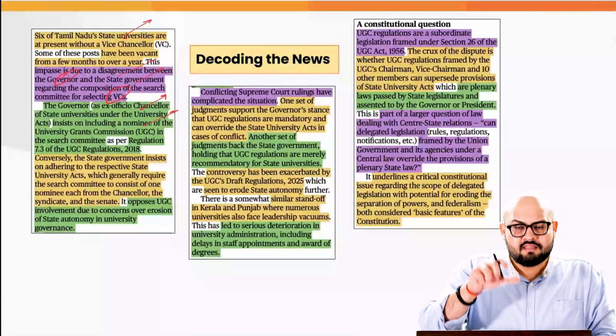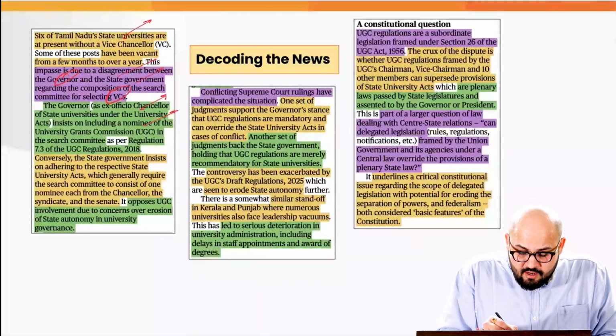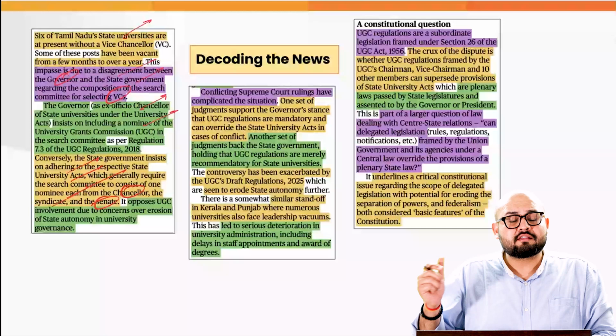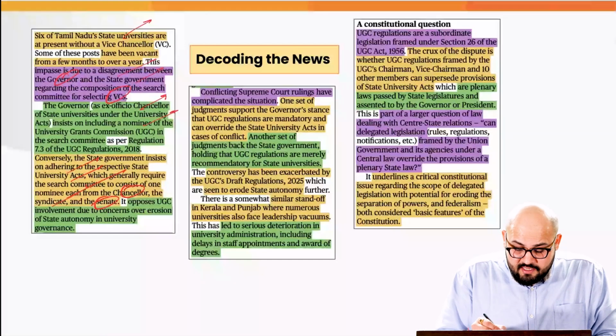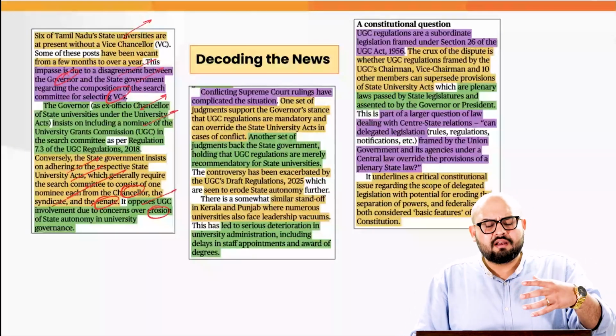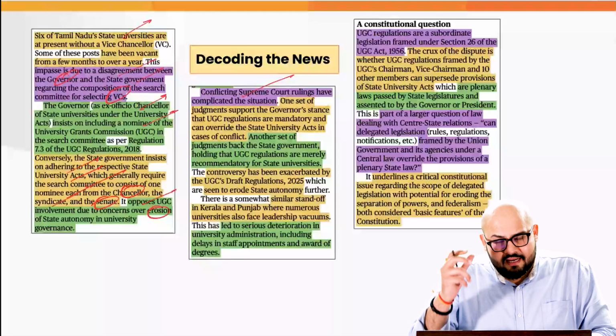So the governor says that there has to be a nominee from the UGC, but what the state says is, it adheres to the respective State Universities Act, which generally requires the search committee to consist of one nominee each from the Chancellor, the Syndicate, and the Senate, that is the Executive Council of the college. It opposes the UGC involvement due to concerns over erosion of state autonomy in university governance. Also, it relates to the aspect of federalism, right? Conflicting Supreme Court rulings have complicated the same thing.